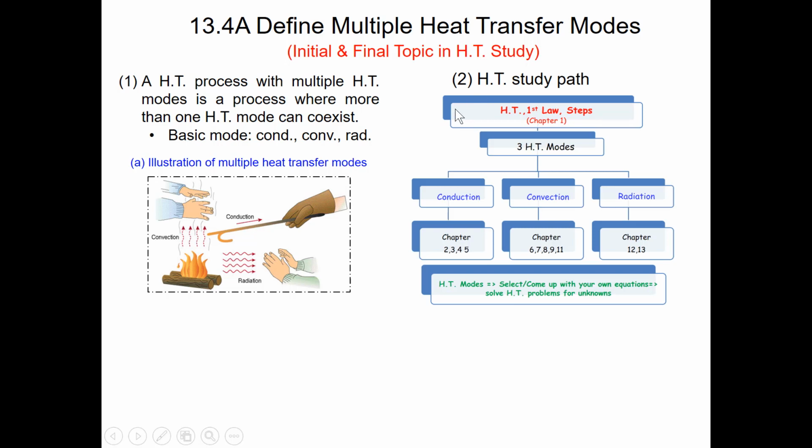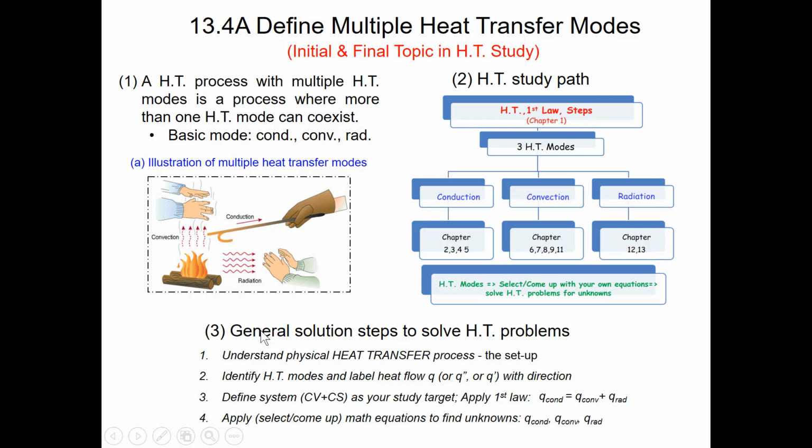Second, if we look back at the study of heat transfer, we started with Chapter 1 by introducing the definition of heat transfer, the equation of first law, and the solution steps. Then we dived into each heat transfer mode for new equations and new solution methods. The ultimate goal is for students to be able to identify the heat transfer modes and select or come up with proper equations to solve the heat transfer problem. Next, we will apply the general solution steps to deal with heat transfer problems.